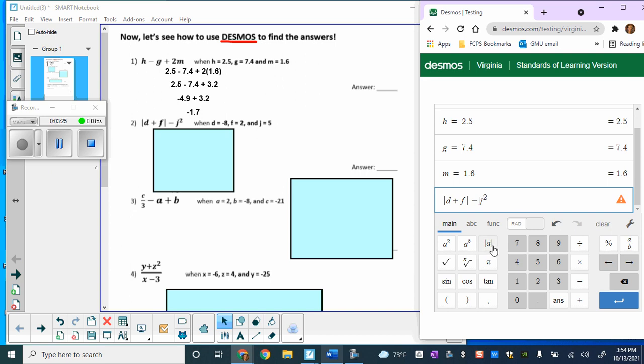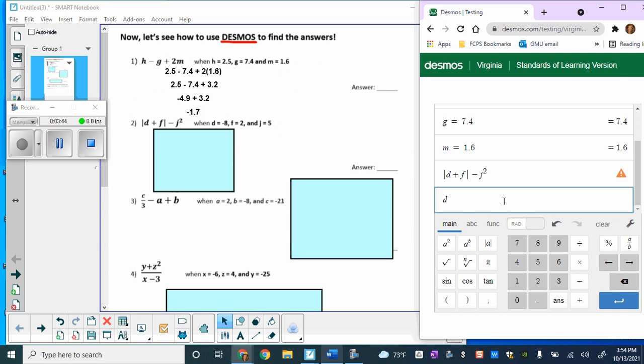So again, I'm going to clear it out just so you can watch that one more time. Click the absolute value, tell it d plus f. Click again to close it. And then you've got minus, and then type in the letter j. And right here, when you tell it to be squared, now you've got the expression plugged into DESMOS. Now we just need to hit enter.